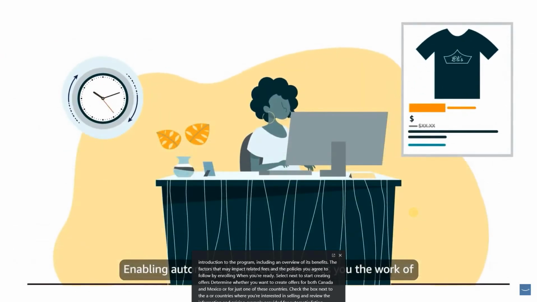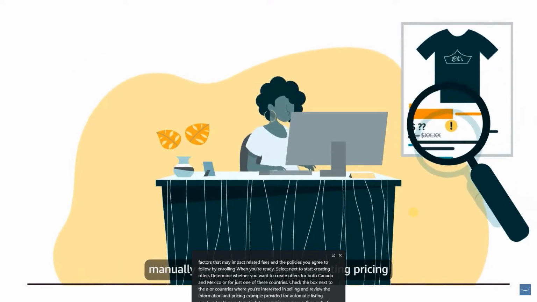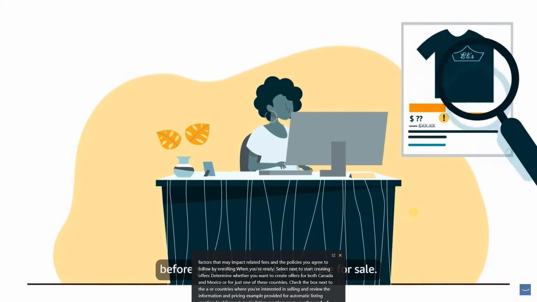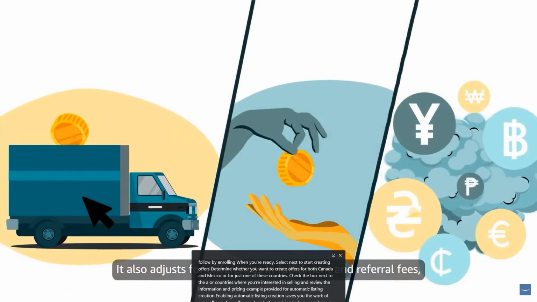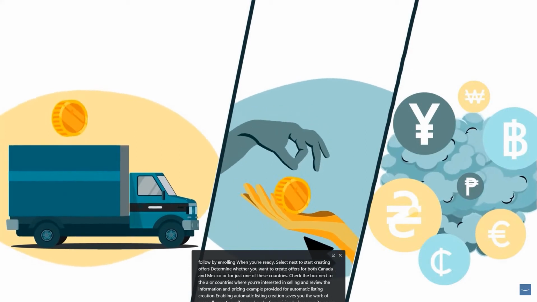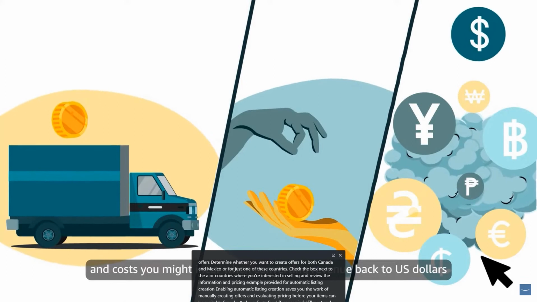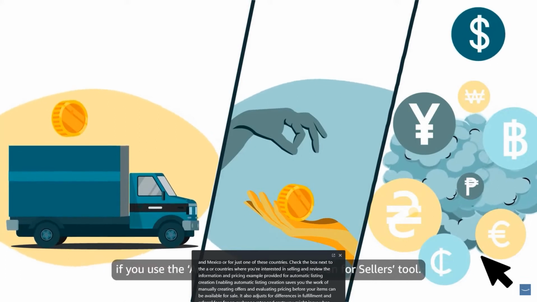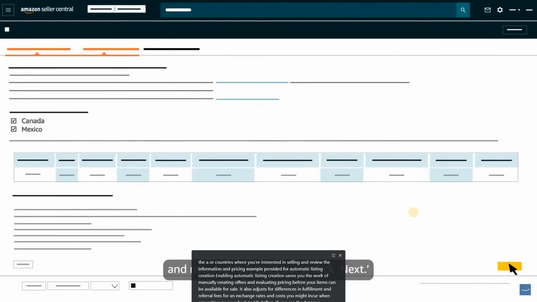Enabling automatic listing creation saves you the work of manually creating offers and evaluating pricing before your items can be available for sale. It also adjusts for differences in fulfillment and referral fees, foreign exchange rates, and costs you might incur when converting revenue back to US dollars if you use the Amazon Currency Conversion for Sellers tool. When you've finished reviewing the page and making your selections, click Next.